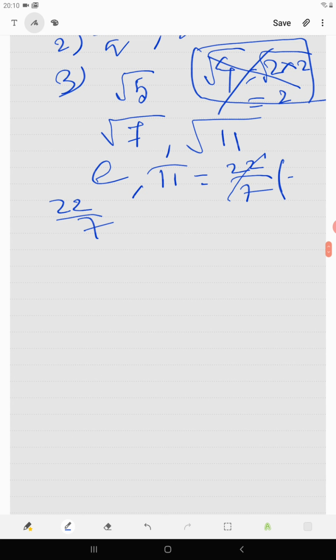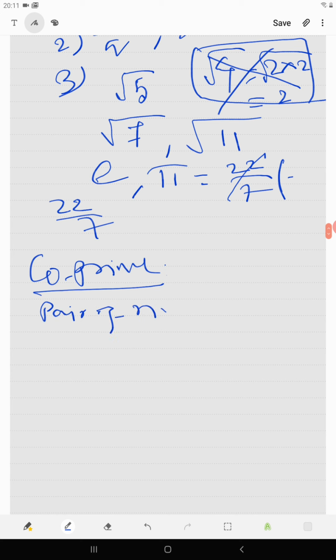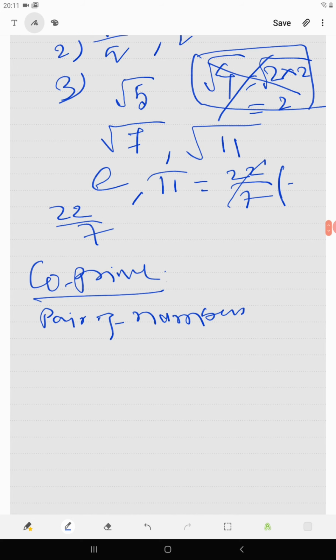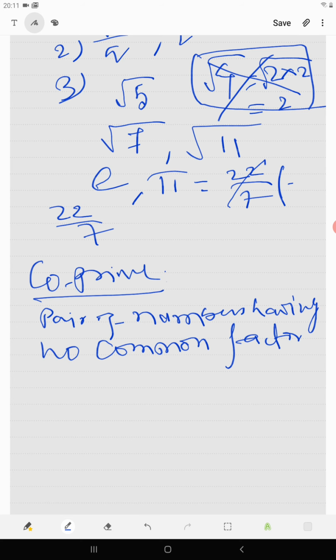Now understand what is co-prime. What is co-prime? A pair of numbers are called co-prime if they have no common factor. Take an example of 21 and 22.